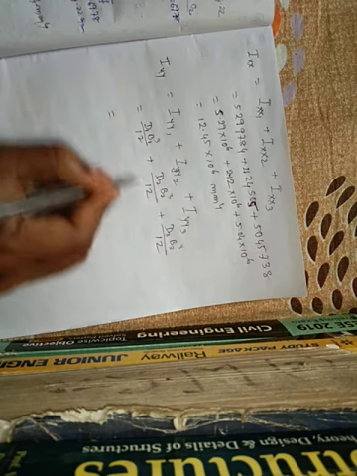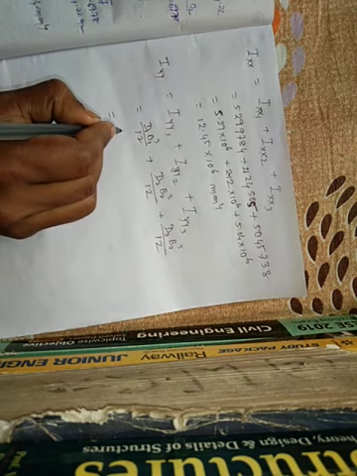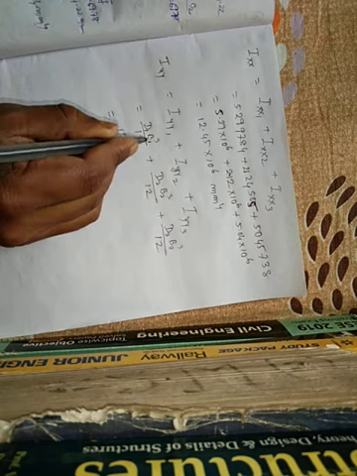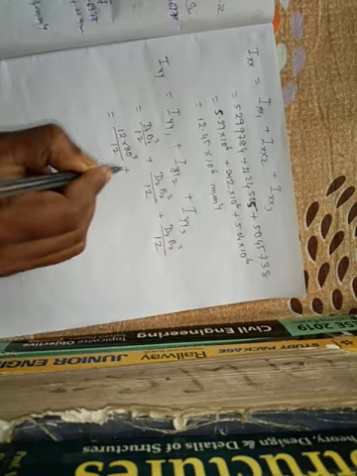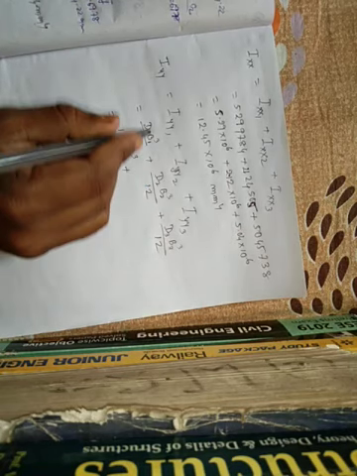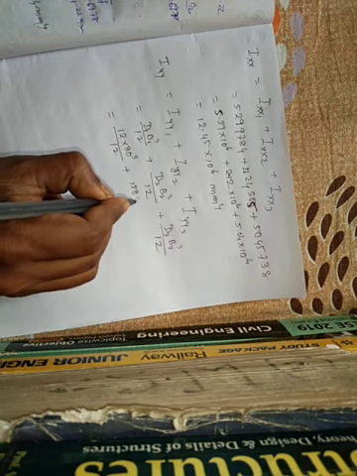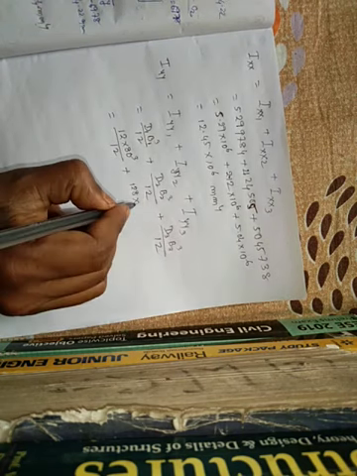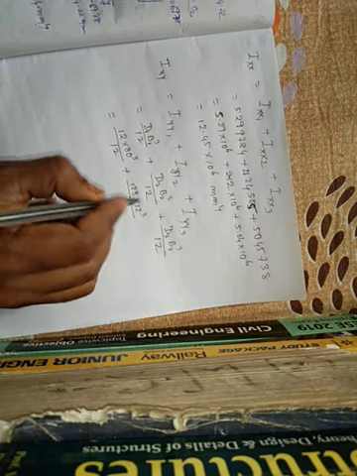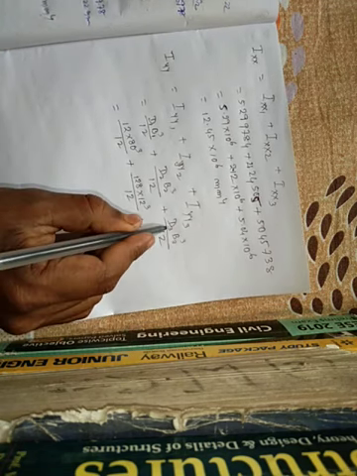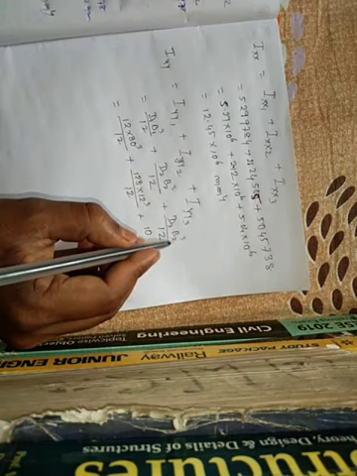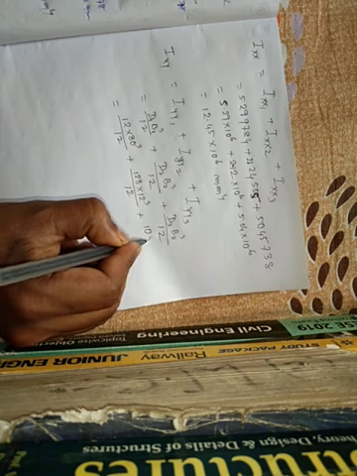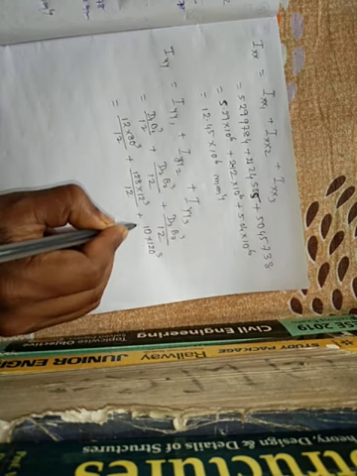Put all the values in this equation. So d1 equals 12 into b1 equals 80 cube divided by 12, plus d2 equals 128 into b2 equals 12 cube divided by 12, plus d3 equals 10 into b3 equals 128 cube divided by 12.